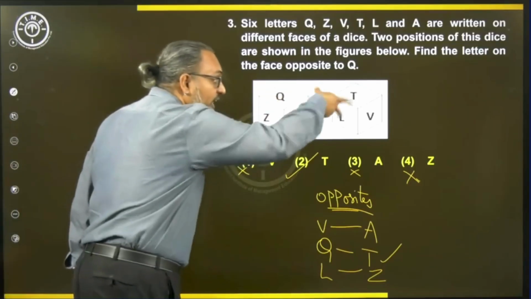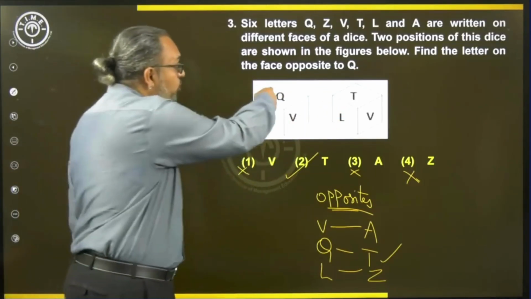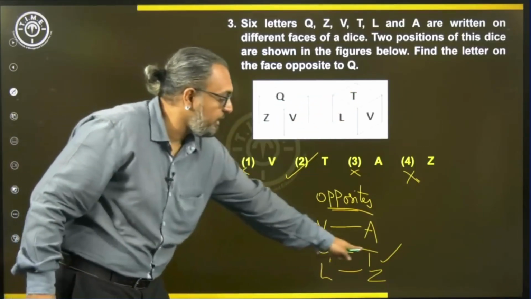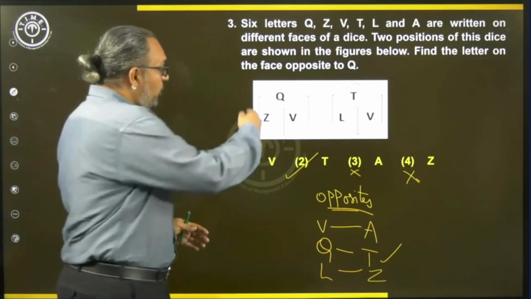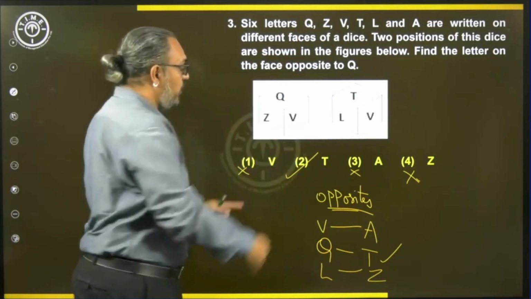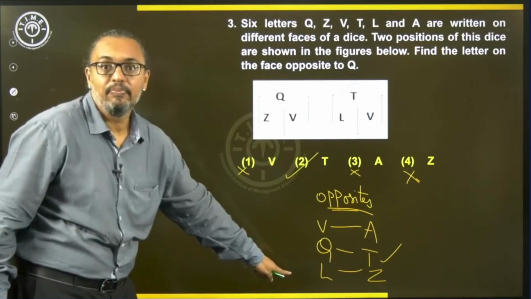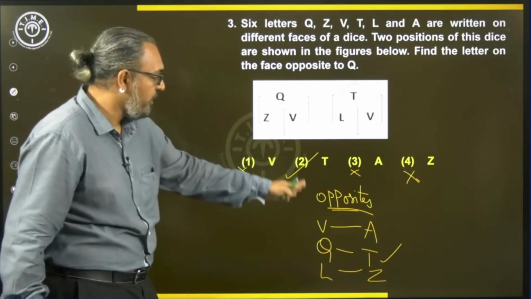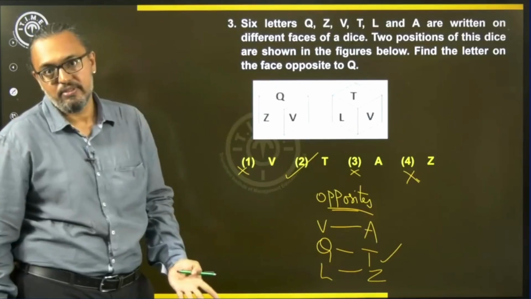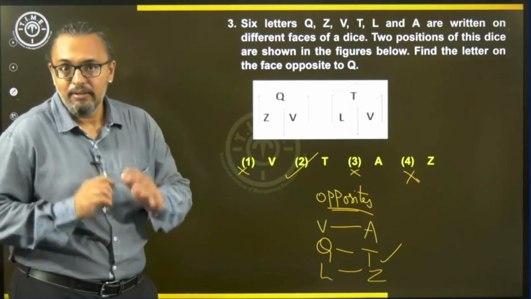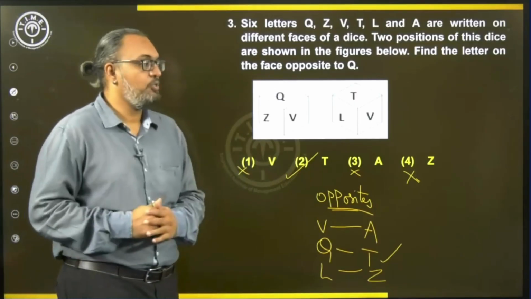So if I flip it by 180 degrees, what is happening? Q now comes at the bottom. Now what is at the top? T is at the top. So Q and T are opposites. Now Z will come on the back side. Now what is on the front side? L. So Z and L are opposites. Are you understanding? Then the remaining for V, you have A as the opposite. So that is how you have to visualize and answer this. Clear? Okay. So T, choice 2.